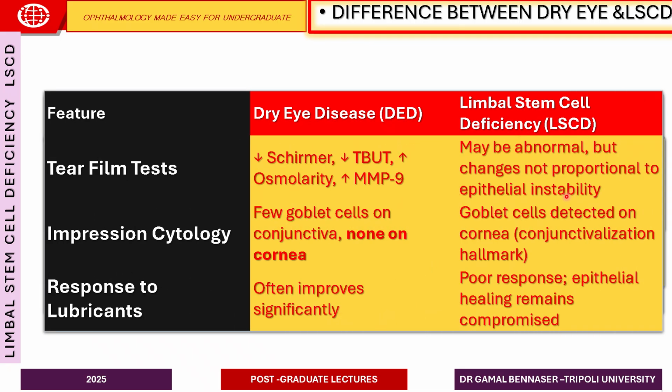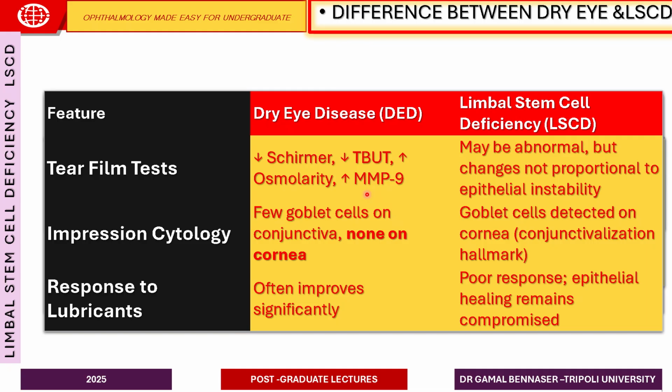The last thing is related to tear film assessment. Now, in dry eye, when you apply the Schirmer test or tear film breakup time and osmolarity, you will find the diagnostic criteria for dryness. However, in limbal stem cell deficiency, you might find an abnormal tear film, but the change is usually not proportional to the epithelial instability. So you will find advanced epithelial changes, but very minimal changes in the tear film.